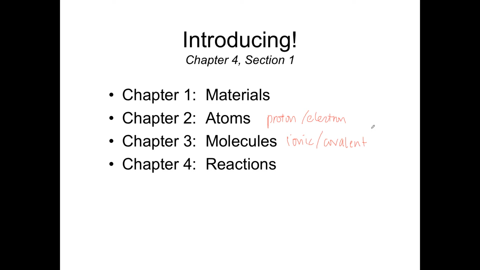So pardon me for the background noise, but we talked about ionic and covalent. We named stuff, right? Naming things, and we rounded out Chapter 3 with an introduction to reactions. So Chapter 4 is about reactions, and what we're going to be talking about in Chapter 4 is how reactions balance out and how we can recognize reactions and really a lot of the math behind reactions. That's what Chapter 4 is about.